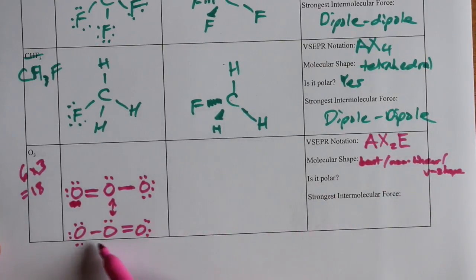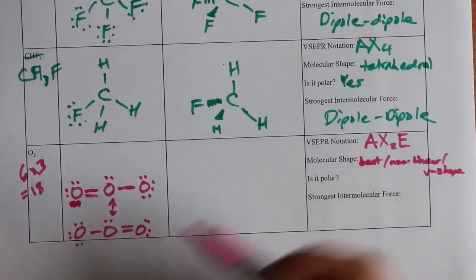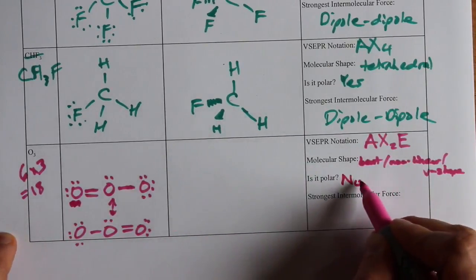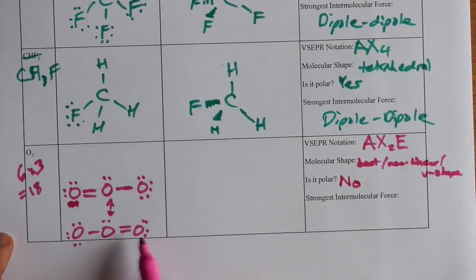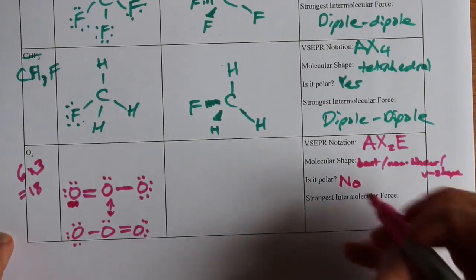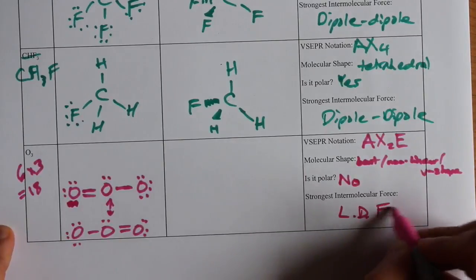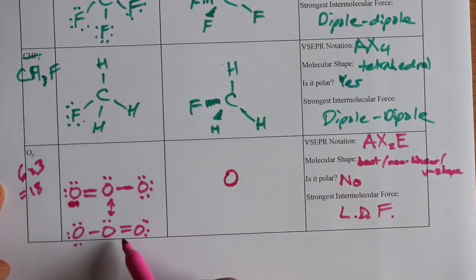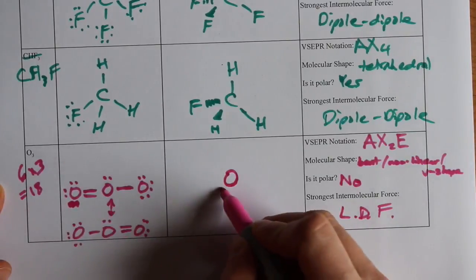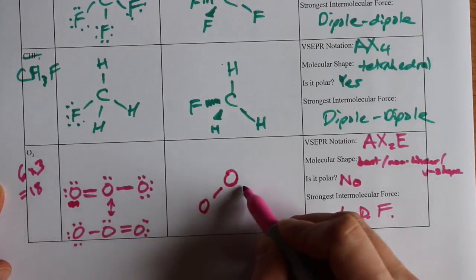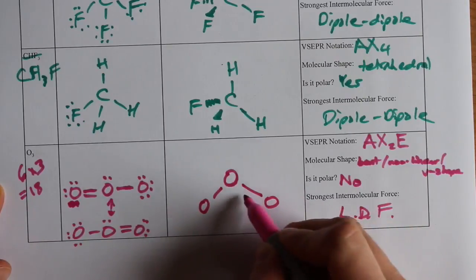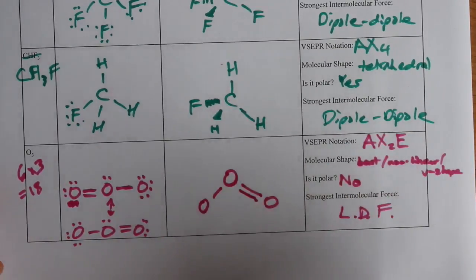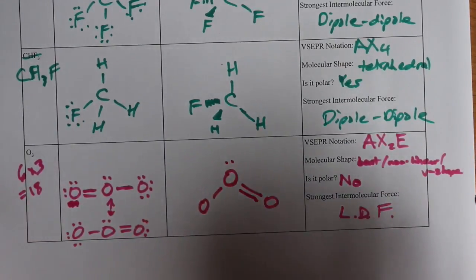All of the bonds here are between oxygen and oxygen, so by definition they are non-polar. The geometry does not even matter. O3 would never be polar. And so the strongest intermolecular force is LDFs. If I draw my oxygen in the center here, one oxygen goes here and another oxygen goes here. I'm going to make that one the double bond because I can. And the lone pair goes up here.